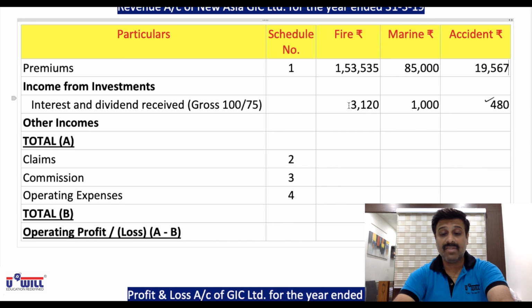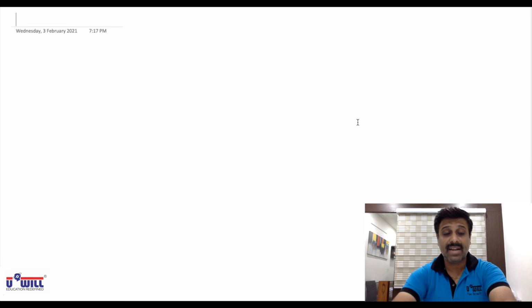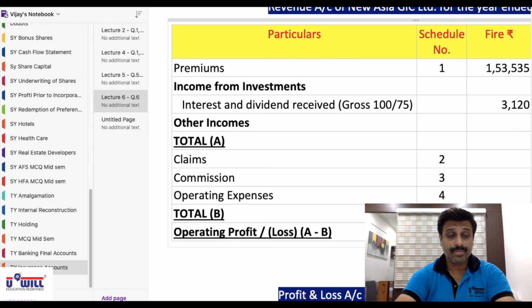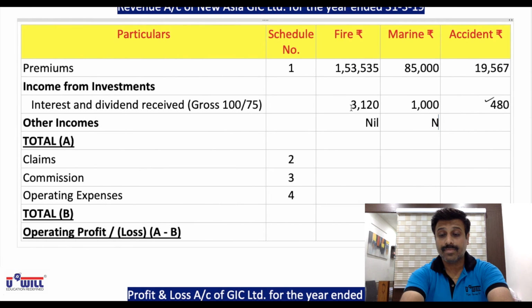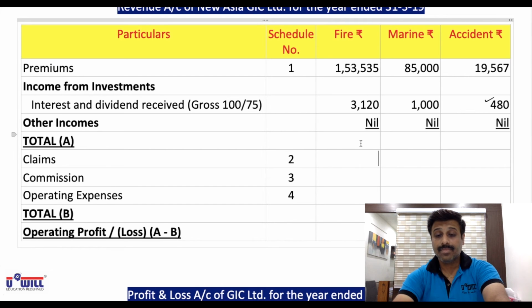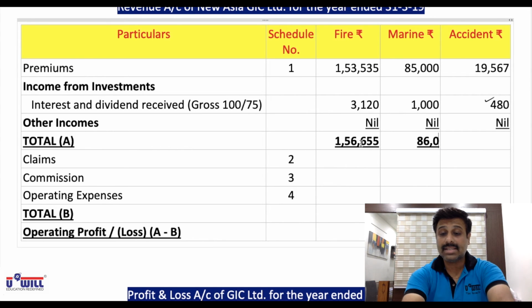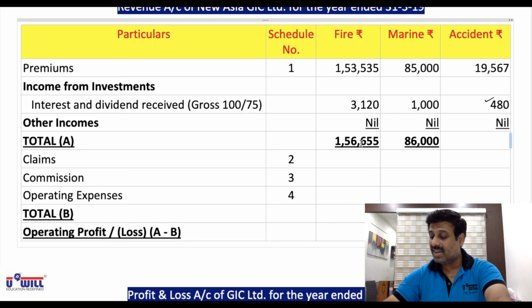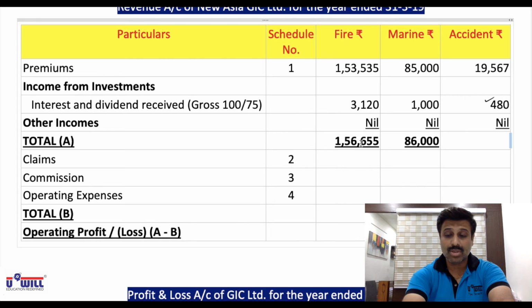Then income from investments we have already recorded. Other items are nil, we don't have. So totals can be done. 153,535 plus 3120, that is 156655. Then 85,000 plus 1,000, 86,000, and 19,567 plus 480, that is 20047.